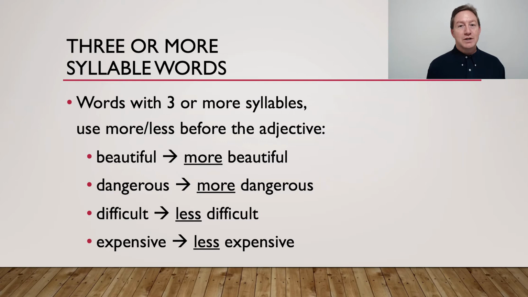And finally, three-syllable words are words that have three sounds or three bumps in the sound. So let's look at how we would add them to a comparison. So when we have the word beautiful, we just simply need to add more or less before the adjective. More beautiful. A flower is more beautiful than a plant with no flowers. Dangerous can become more dangerous or less dangerous. Difficult can become less difficult or more difficult. And expensive can become more expensive or less expensive. So you might say, Macy's department store is more expensive than Target.